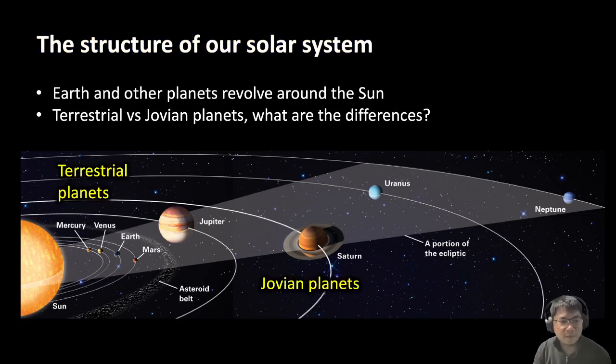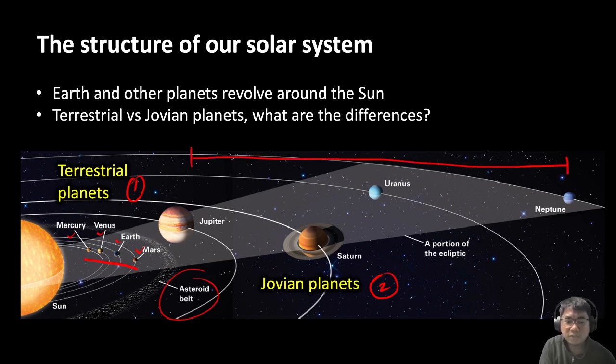And we can actually group these planets into two main groups. The first one is the terrestrial planets, and the second one is called the Jovian planets. As you can see here, the terrestrial planets include these first four planets that are very close to the sun compared to the other planets, of course. And they are Mercury, Venus, the Earth, and Mars. Then after that we have the asteroid belt right here that separates the terrestrial planets from the Jovian planets. So these are all Jovian planets right here, including Jupiter, Saturn, Uranus, and Neptune.